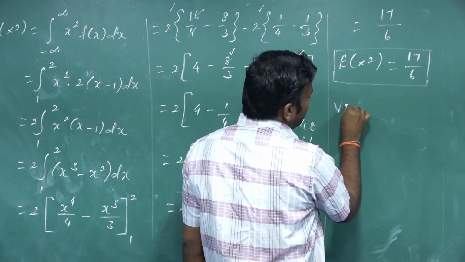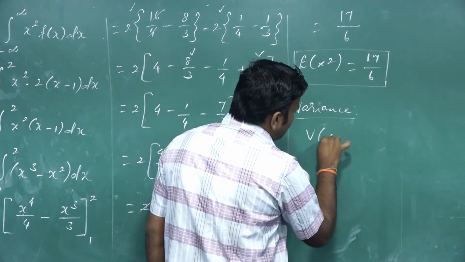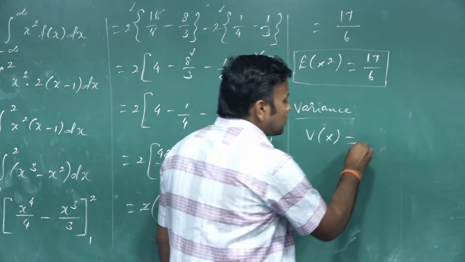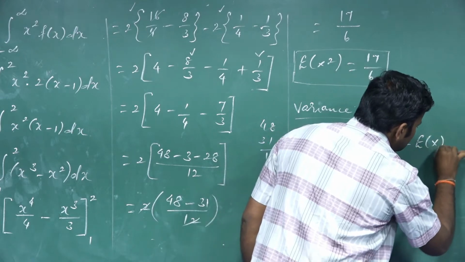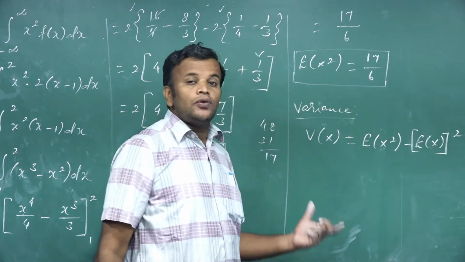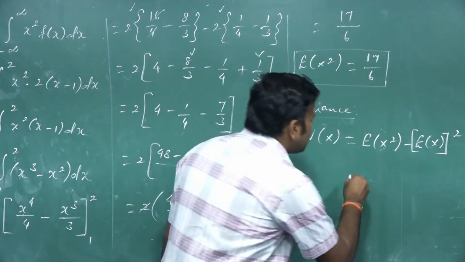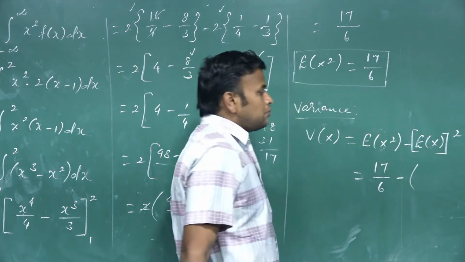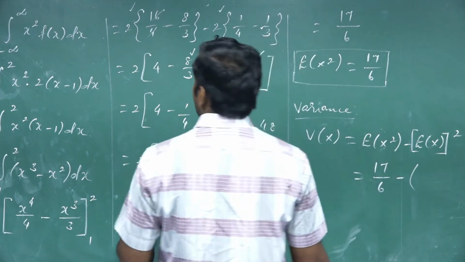Next, we write the formula of variance. The symbol of variance is Var of x or just V of x, whose formula is E of x square minus E of x the whole square. The E of x square value is 17 by 6, minus E of x, which is nothing but the mean. We already found the value of the mean: the value of the mean is 5 by 3.